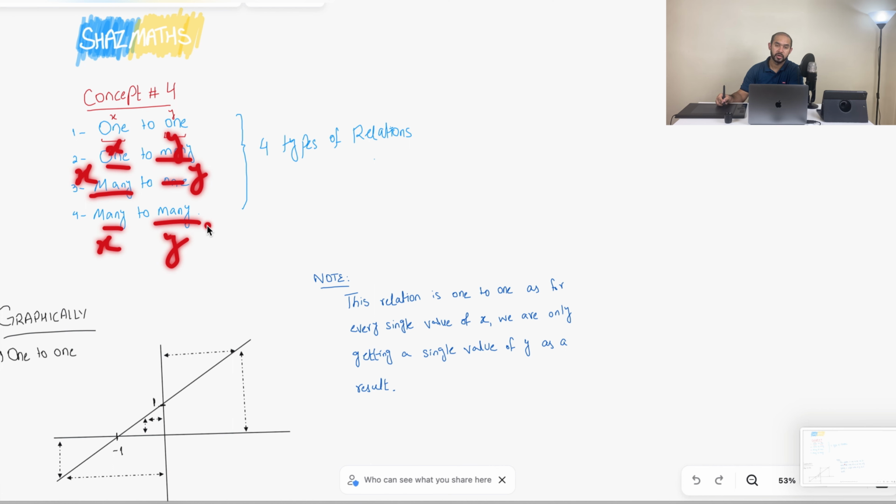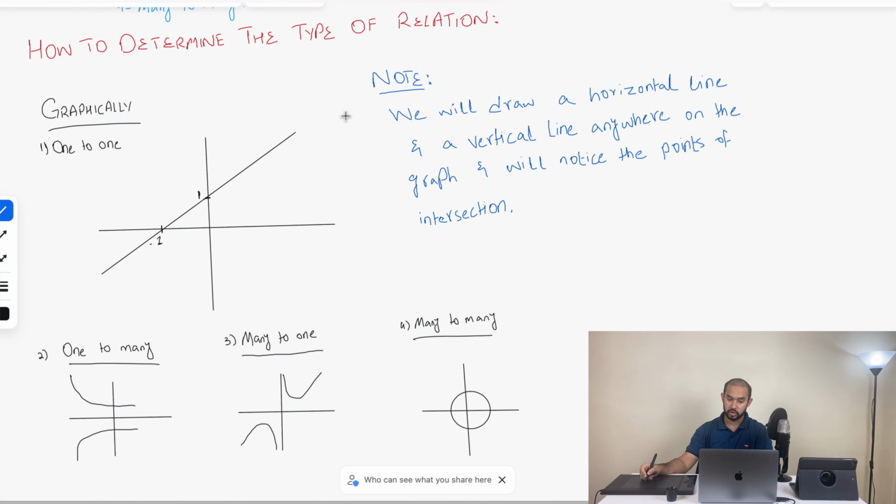So the question is, how will we determine the type of relation now? The answer is, graphically, we will always draw a horizontal line and a vertical line anywhere on the graph, and we will notice the points of intersection. Let's have a look. In the first graph, let's draw a horizontal line and notice the points of intersection.